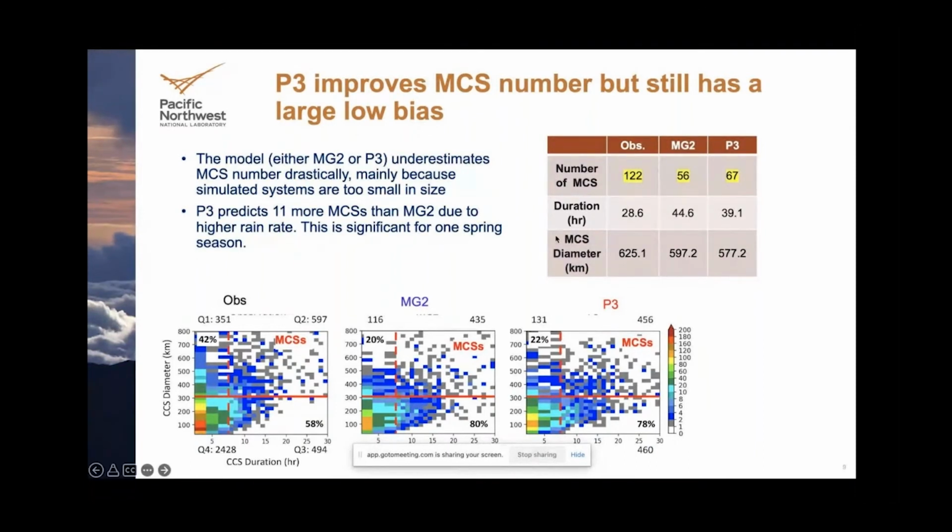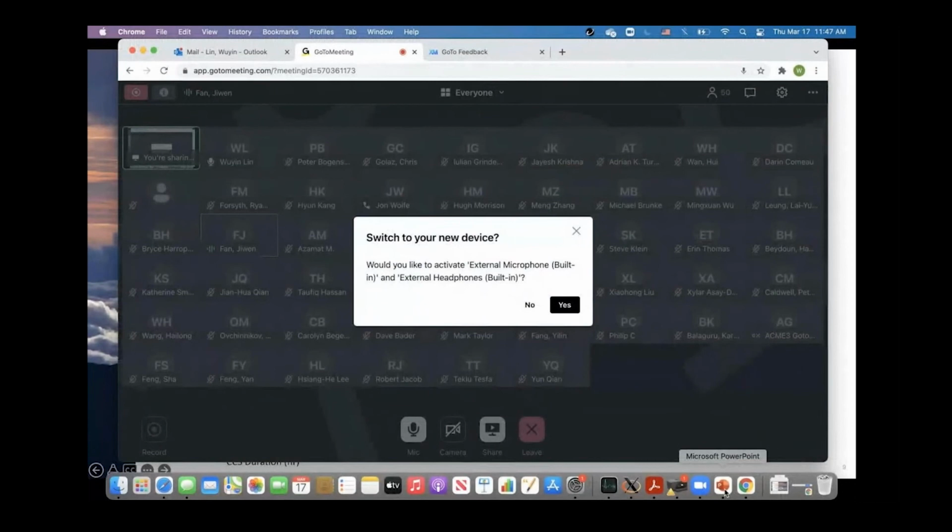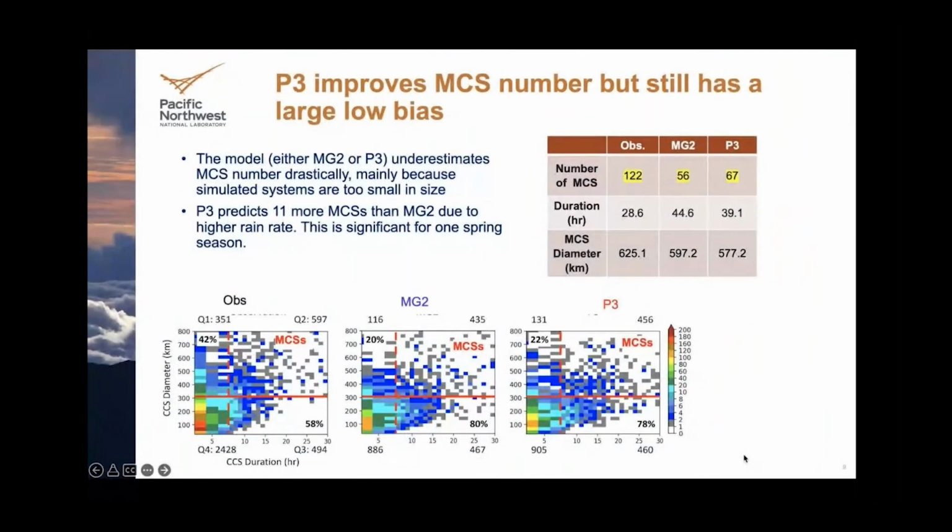So from the bottom panels, you can see there are two thresholds we need to meet. One is the duration threshold for the convective system. The other one is the diameter, which is the size threshold. So the majority of them, in both models, are in the bottom quadrant. They meet the duration threshold but cannot meet the size threshold, mainly because the simulated systems are too small. And for this one season, P3 predicted 11 more, so it's significant. And why did P3 predict more?